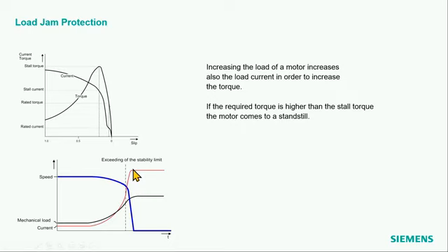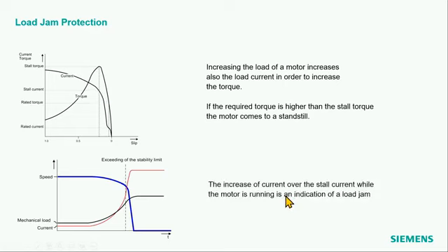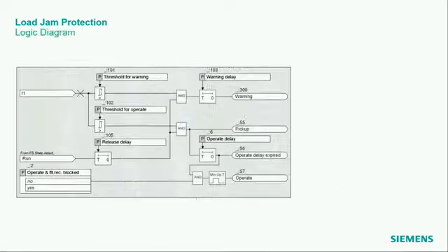And if it goes over the stability limit, over this current, which is the current I get for the maximum torque, then I can be pretty sure that the motor will come to a standstill. The mechanical load goes up and the speed goes down to 0 if I go really over that value, the maximum torque. Okay, what do we do?